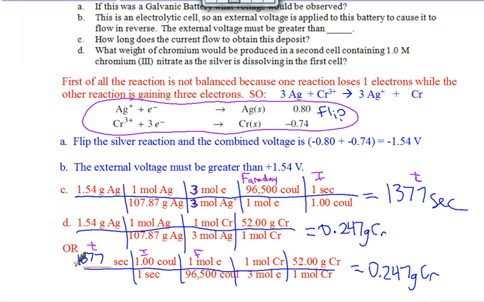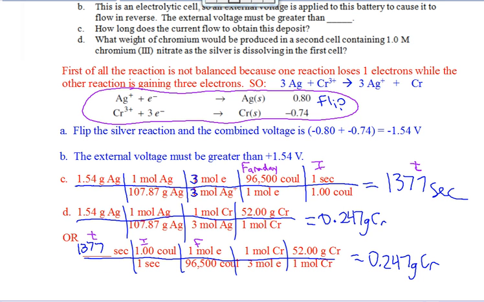For 1,377 seconds, we're going to let this current flow. What current? 1 coulomb per second. Oh my gosh, a coulomb per second. Yep. 1 coulomb can be converted to moles using Faraday's constant. Now we know moles of electrons. There's 3 moles of electrons for every chromium, and for every chromium there's 52 grams. Also 0.247 because math.